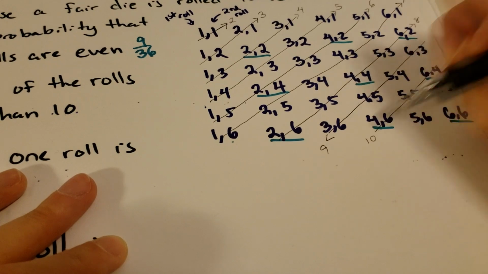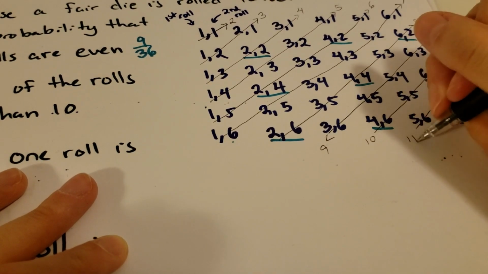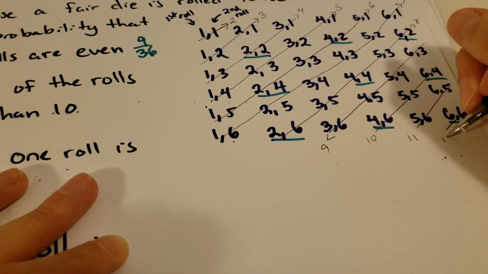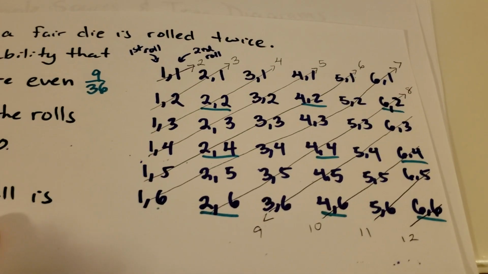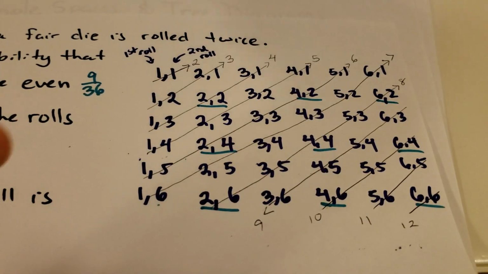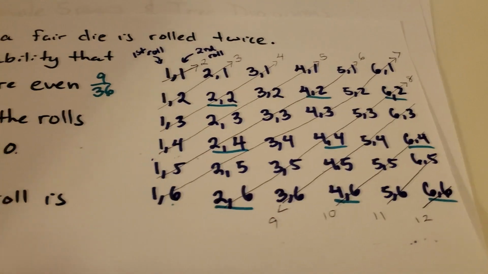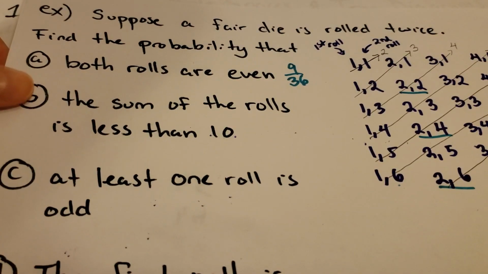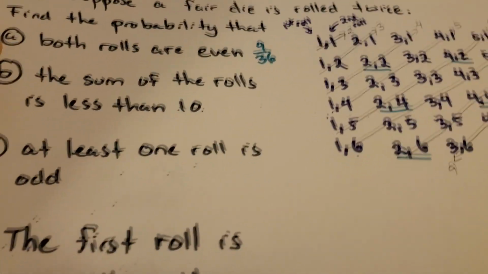These guys all add up to 10. These guys add to 11. And 6 plus 6 adds up to 12. Okay. So here we have all of the sums of the rolls. And what were they asking us? The sum of the two rolls together is less than 10.